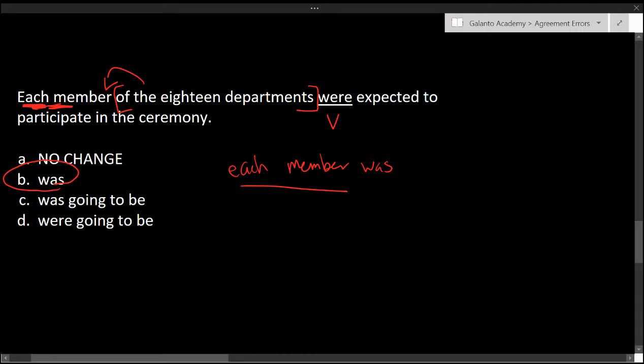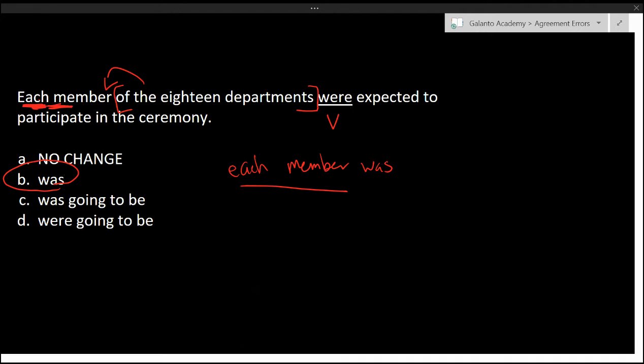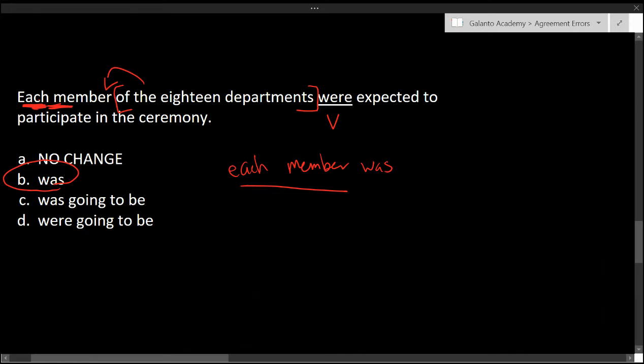So again, subject-verb agreement is really easy in simple sentences, but we need to practice picking out our subject and our verb in the more complex sentences to ensure that we are using the right verb so that they agree in number.